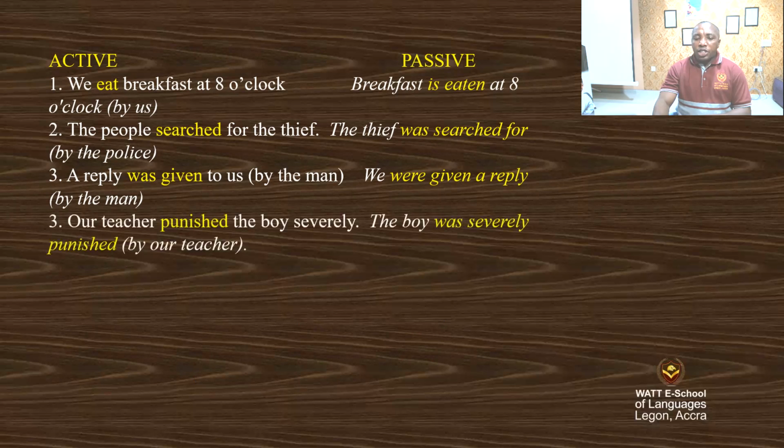Our teacher punished the boy severely. That's the active one. The teacher is doing the action of punishing someone. It can be giving him activity or work to do or a project to do. But here, the boy was punished by our teacher. Our teacher punished the boy severely. The boy was severely punished by our teacher.